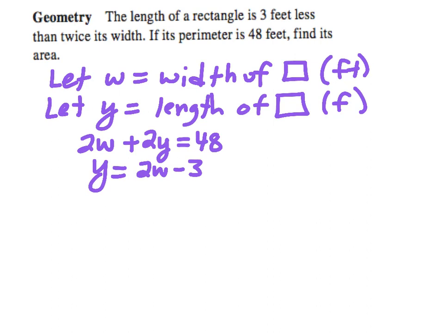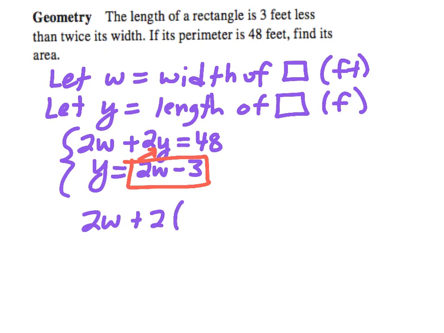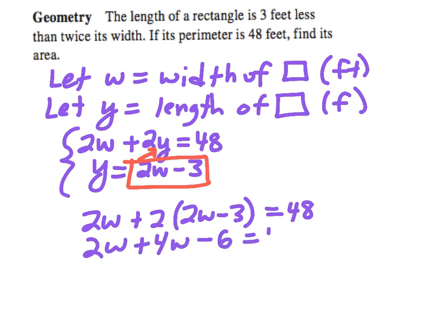That's our system. And so what I'm going to do is replace this for the Y right there. And so I'll say 2W plus 2 times (2W minus 3) is equal to 48. So that's 2W plus 4W minus 6 equals 48. And I get 6W minus 6 equals 48.